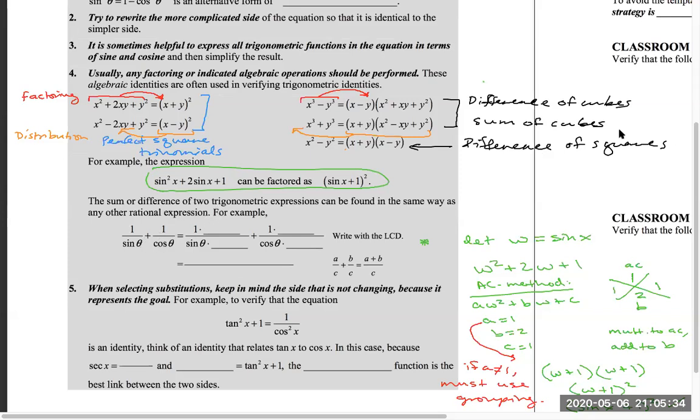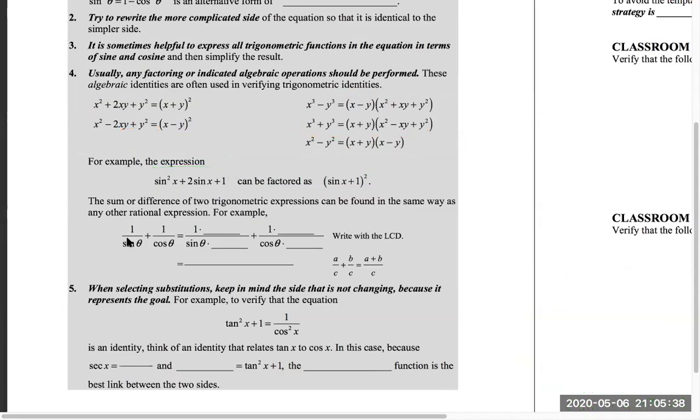Actually, I'm going to clear this out. Sorry. Okay. So if you have 1 over sine theta plus 1 over cosine theta, and you're trying to simplify that, think, what would I do in the case of 1 over A plus 1 over B? Well, I would get the LCD, which in this case would be AB.